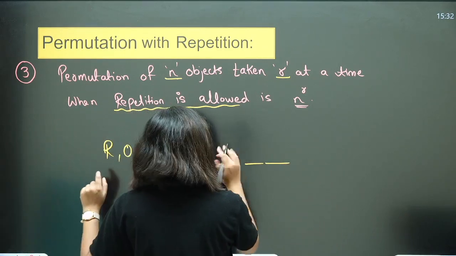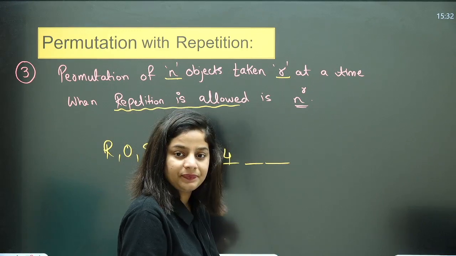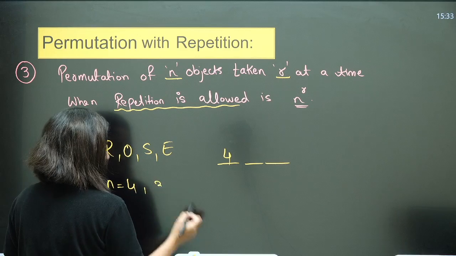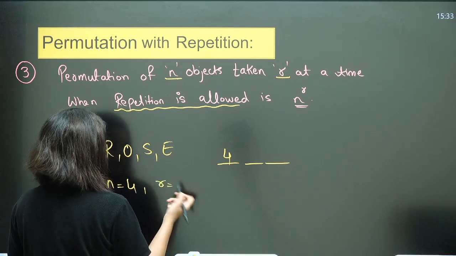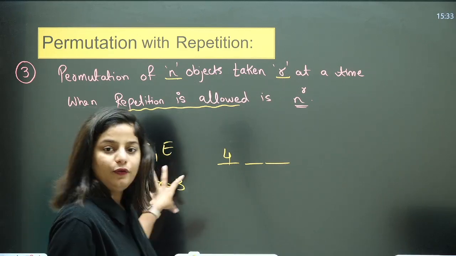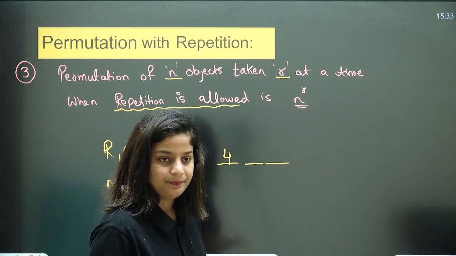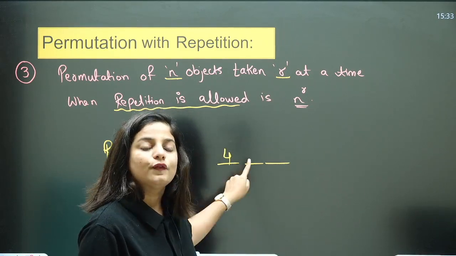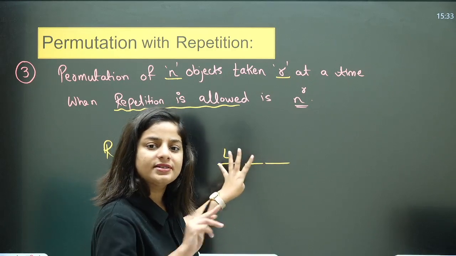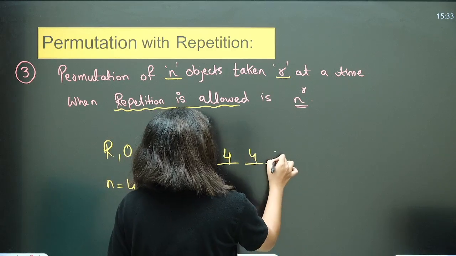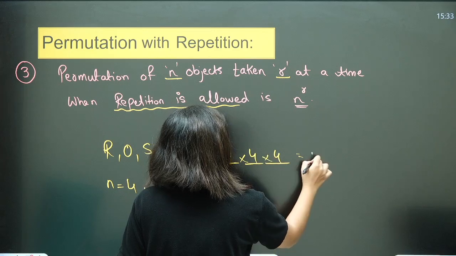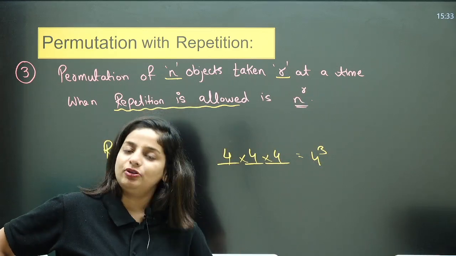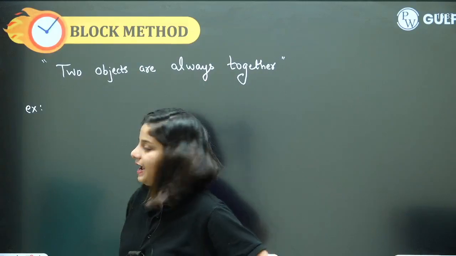So first space will have 4 choices. How many number of letters? 4. How many I have to select and arrange? 3. So out of 4, 3 taken at a time. Out of 4 letters, I am trying to form a 3-letter word. So first position has 4 choices. Now repetition is allowed, so second also 4, third also 4. It's all 4 cube. Isn't it n raised to r? Type 3 permutation.